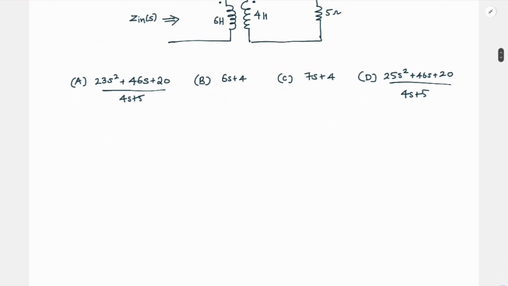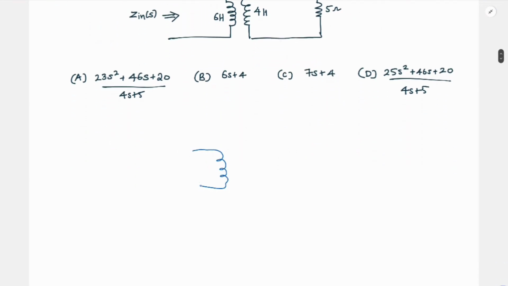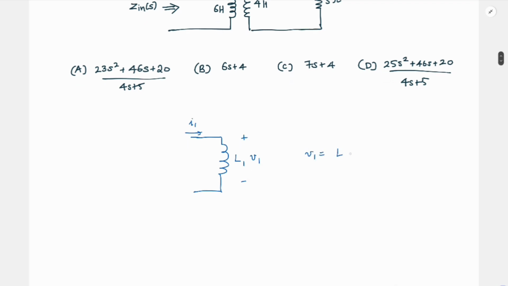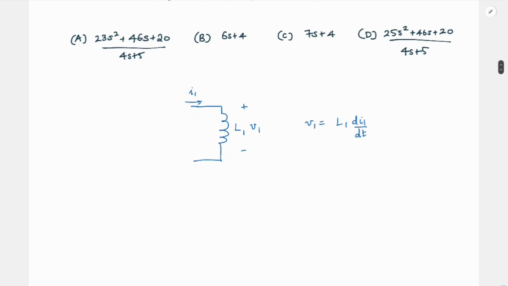What it means is, let's say I have an inductor, and its self inductance is L1. If I pump a current I1 through it, what will be my voltage V1? My V1 will be L1 dI1 by dt. This is happening because of the magnetic flux produced by this inductor L1.